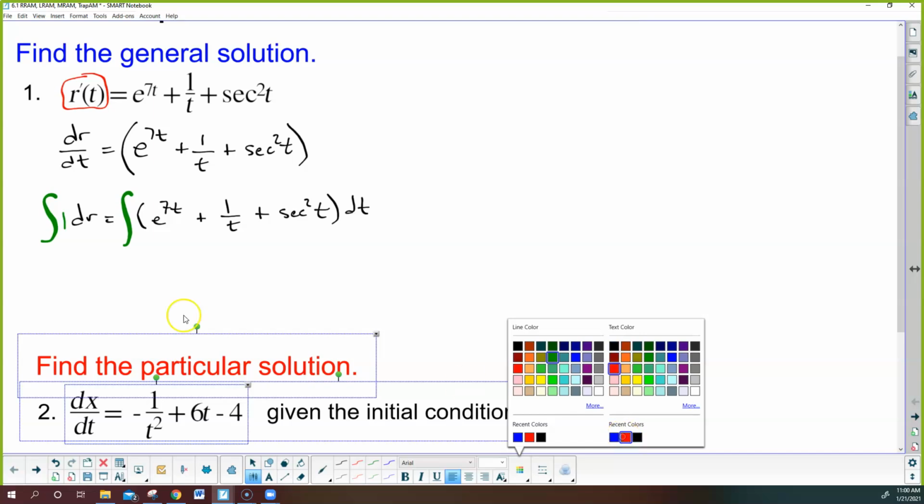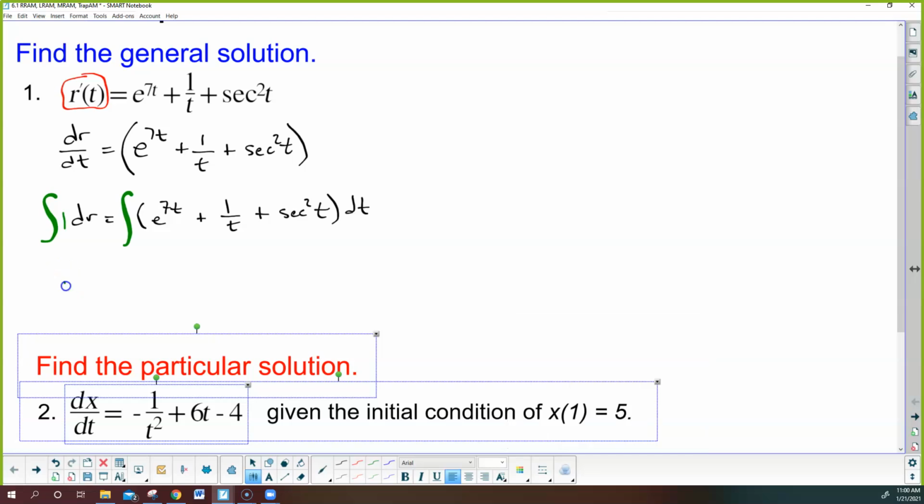And then I'm thinking about, okay, well, whose derivative gave me 1? Well, that's just a variable. That would be r. Right? The derivative of r is 1. And that's one thing that's nice is you can always check your answer. If you say this is the antiderivative, take the derivative of it. Do I get back where I started from?